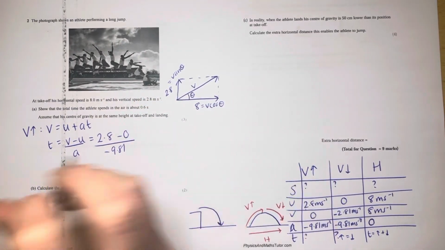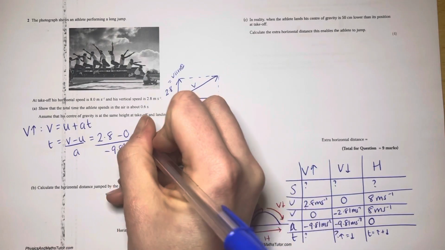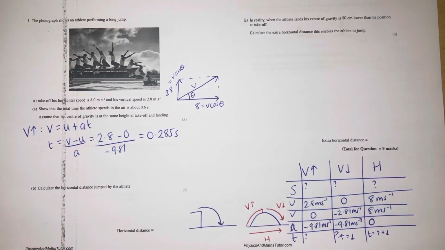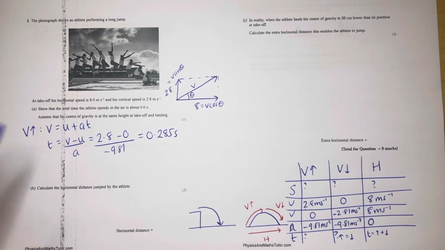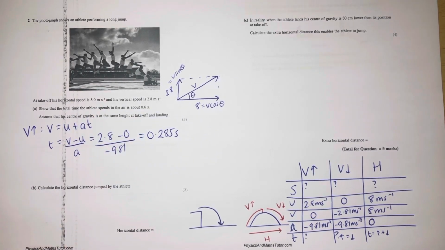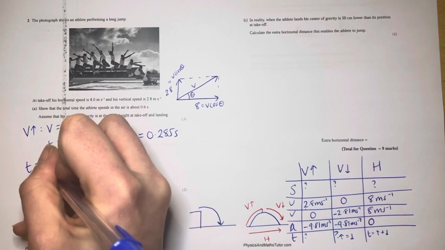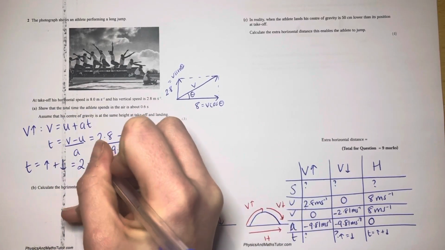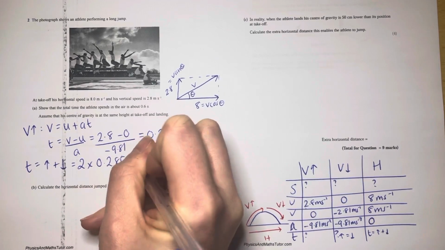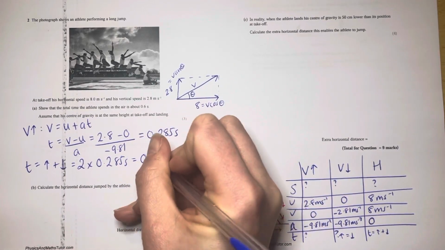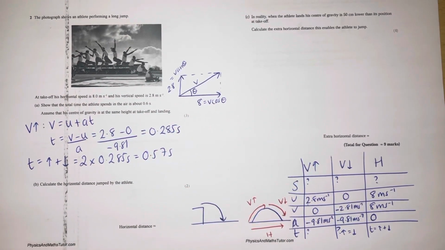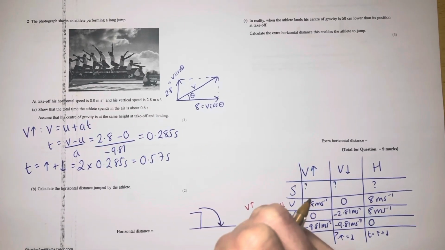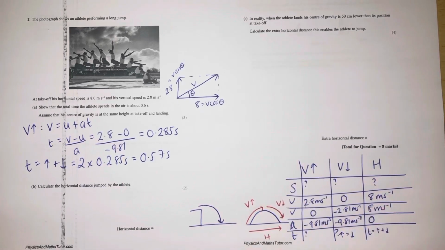And I weirdly get a negative time, but I'm going to ignore that for now. It comes out as 0.285 seconds. Now, that isn't like 0.6, you might be crying, haha, but the time equals the time for up and down, so it's going to equal 2 times 0.285 seconds, and that therefore comes out as 0.57 seconds, which does round to 0.6. Calculate the horizontal distance jumped by the athlete, really common thing to do.